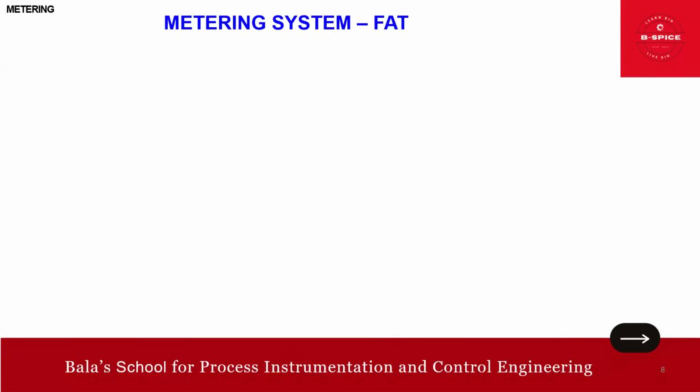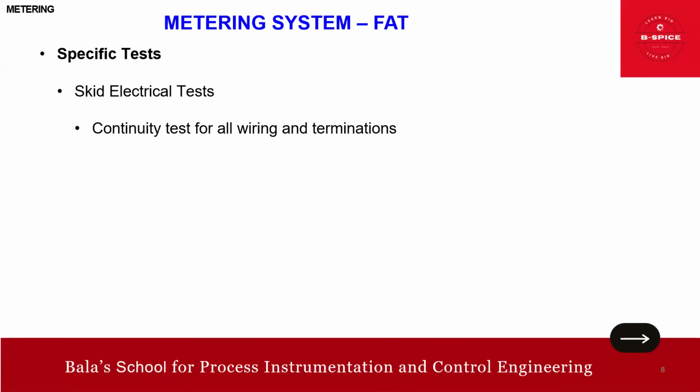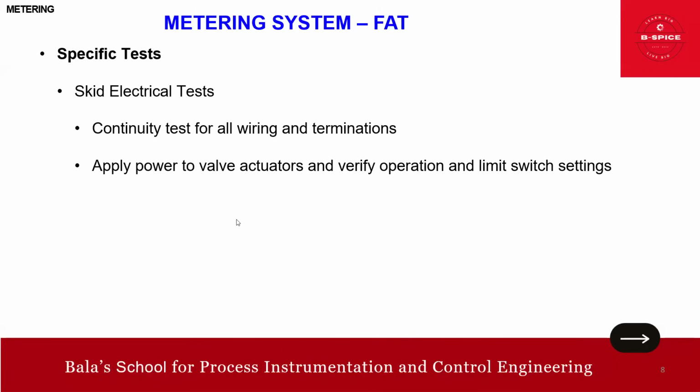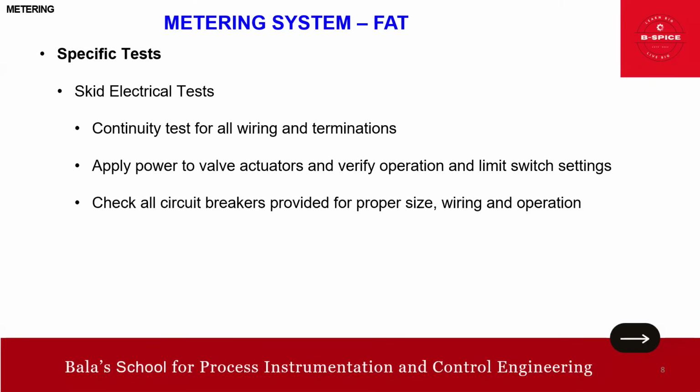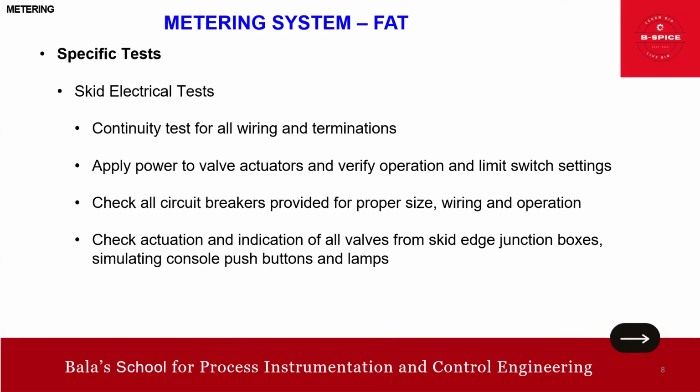Okay. And we also need to do the skid electrical test. What is that? Some electrical tests like continuity of wiring termination, and also apply power to actuator and verify the operation and limit switch setting, and also check the circuit breaker provided is of the proper size, wiring operation, and also check the actuation indication of all valves from the skid edge junction box by simulating the console push button and lamps. These are some of the skid electrical tests.